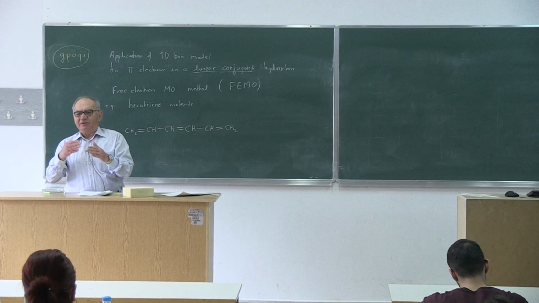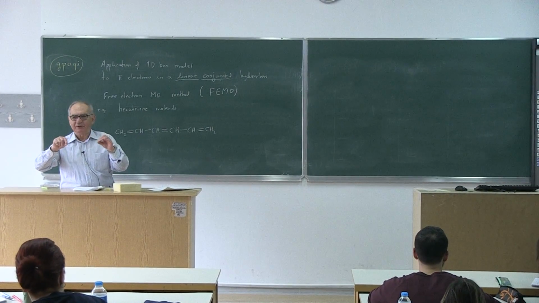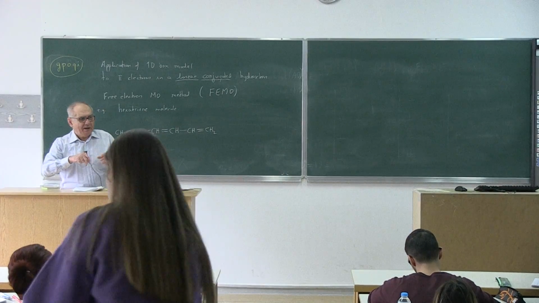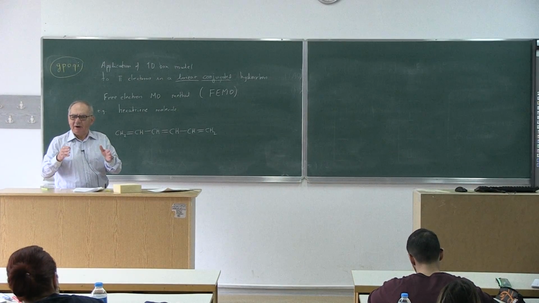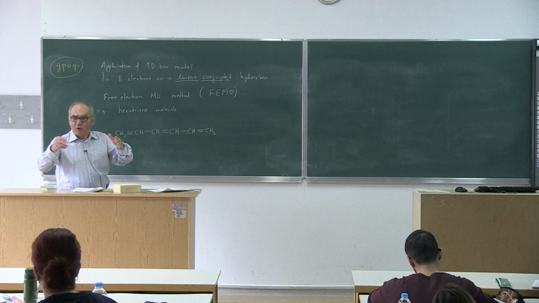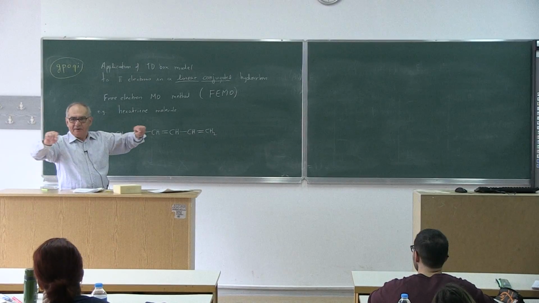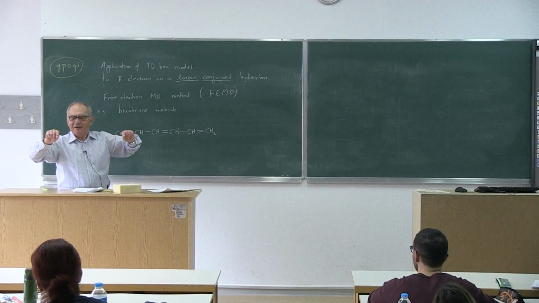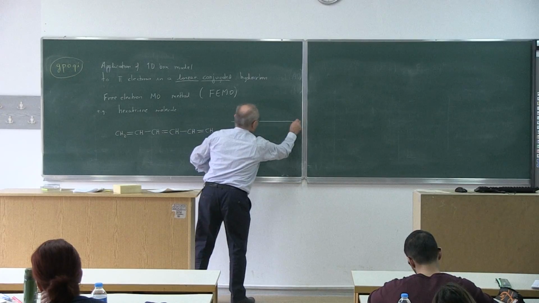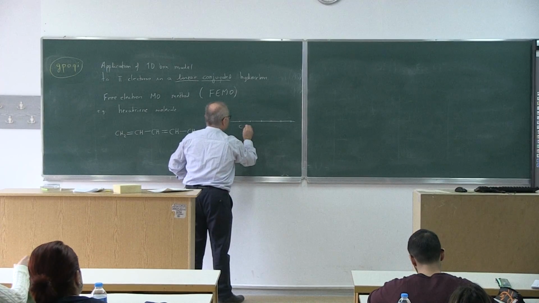Now, the assumption is that the pi electrons in such a linear conjugated hydrocarbon are freely moving inside the molecule. This is such a simple model that the actual geometrical structure is not important. We can assume the molecule to be a straight line, to have a straight line structure. Actually, it is the carbons which are on a straight line, like 1, 2, 3, 4, 5, 6 carbons. These are carbons.